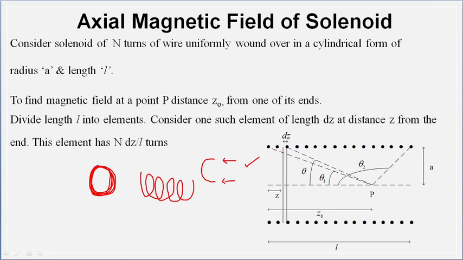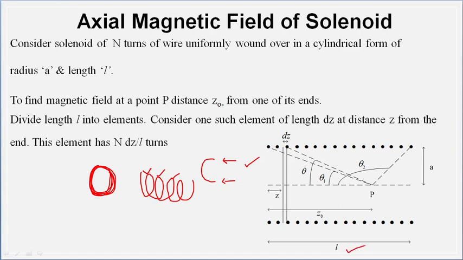Then let us say that the total number of turns of the solenoid is N. See, there are N turns: the first turn, second turn, third turn. So there are capital N turns. Radius of this solenoid is A, not the radius of the wire. It is the radius of that turn of the solenoid, A. Then total length is L. So this is the total length, L.